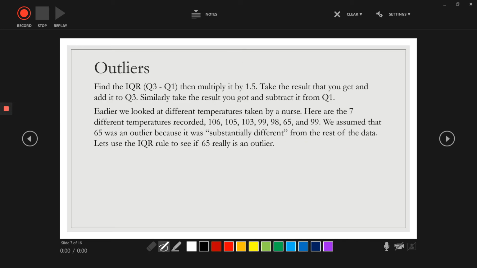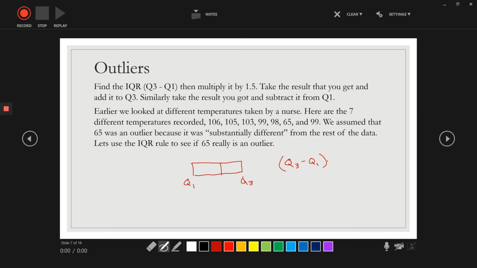All right, so if we want to know if something is an outlier, what we do is we find our interquartile range and multiply it by 1.5. You take that result and add it on to the third quartile and then subtract it from the first quartile. All right, so in other words, you take your range, right?